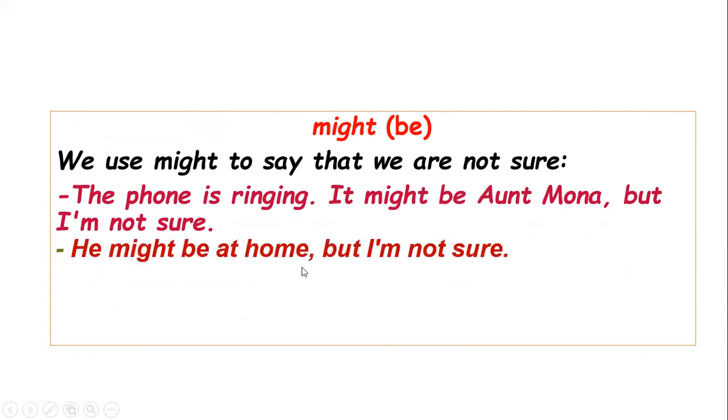He might be at home, but I'm not sure. Because I'm not sure, because this expression we use might. Might من المحتمل.